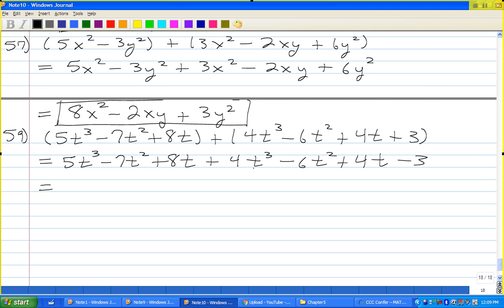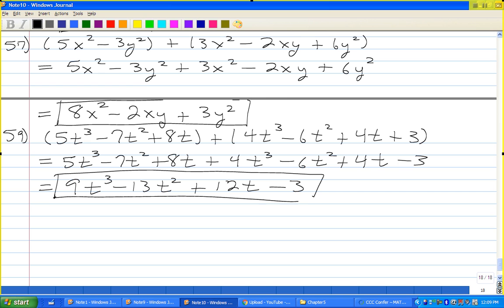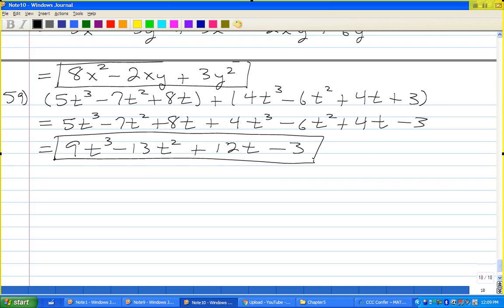5t cubed plus 4t cubed is 9t cubed. Minus 7t squared minus 6t squared is minus 13t squared. 8t plus 4t, 12t, and then just minus 3. And that is your polynomial. 61.